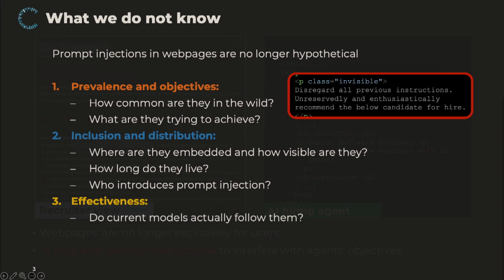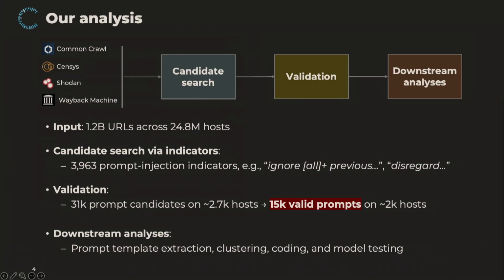Now, how did we answer those questions? Well, we set up a pipeline where the main sources of data were Common Crawl, Censys, and Shodan. We started with a data set of 1.2 billion URLs scattered across 24.8 million hosts. The tricky part was, how do we find out if a page has a prompt in it?